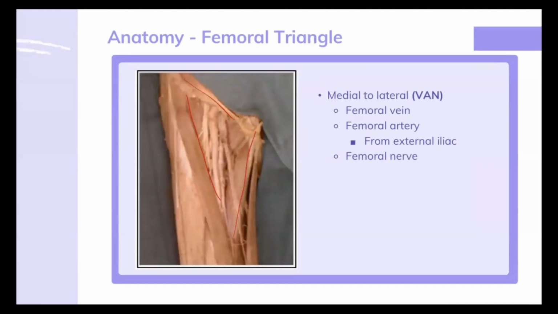Laterally, it has the sartorius muscle bordering it, and medially, it's partly gracilis, and I guess another muscle here too. Again, you just need to memorize the boundaries. More important than the boundaries, though, are the contents. Medial to lateral, like this way, you would say VAN. So you have vein, artery, and then nerve, and obviously lymphatic tissue after nerve. But that's the main thing.